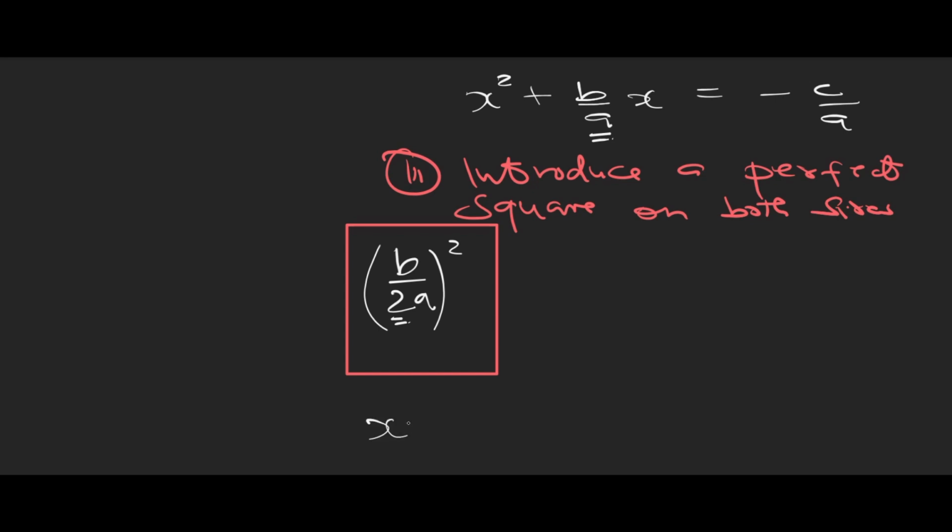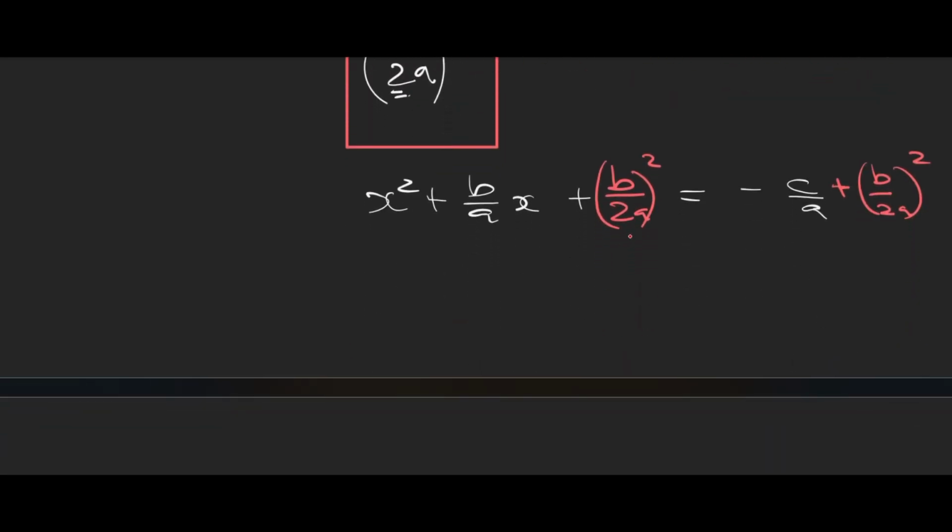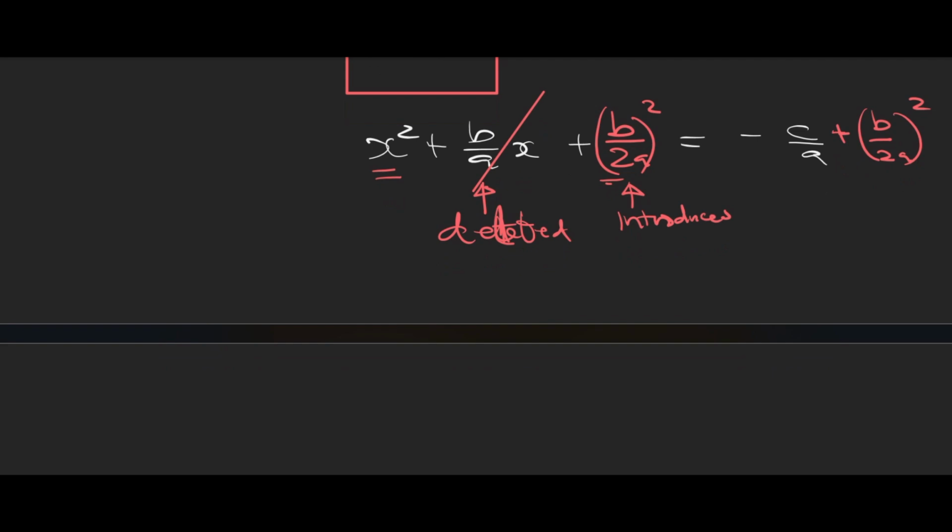So my equation reads x squared plus b all over a of x plus the perfect square. I want to use a different color there. So my perfect square is b all over 2a, squared, and I have to add it on both sides. Once this is introduced, then this term can be deleted. I'm going to be left with this: x squared plus b all over a of x plus b all over 2a squared is equal to minus c over a plus b all over 2a squared.